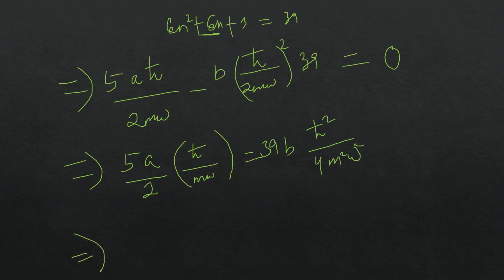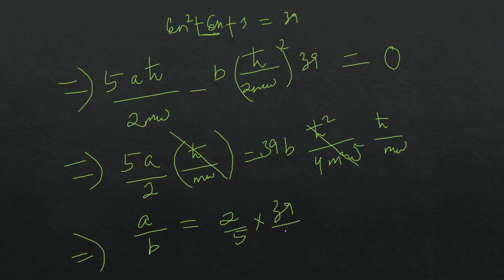So what can I do? You see, this whole thing will cancel with this whole thing and give me h cut by m omega, isn't it? H cut by m omega. So I can take b to that side. So a by b. And 5 by 2 will come to right side, will become 2 by 5, isn't it? 2 by 5, 2 by 5 into 39 by 4. Okay. So this becomes how much? This is 2, 39 by 10. Okay. 39 by 10, h cut by m omega is there also.